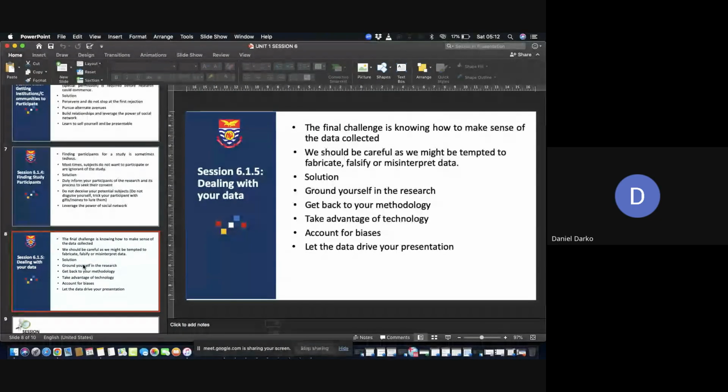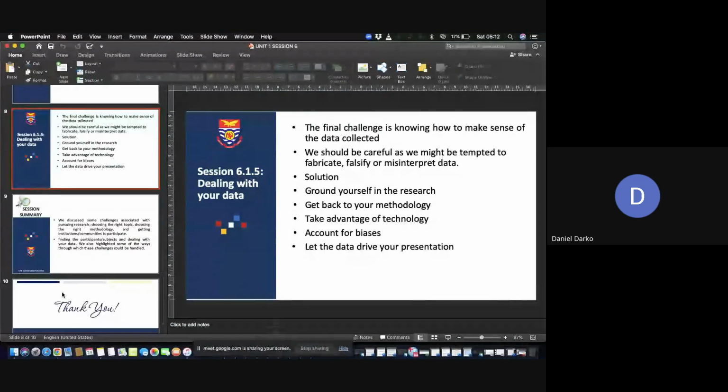If it's black, say it's black. If it's white, say it's white. We are mostly tempted to change or fabricate the data to suit our needs, and that is not allowed in social science research. That defeats the purpose of accuracy, right? Any question so far?